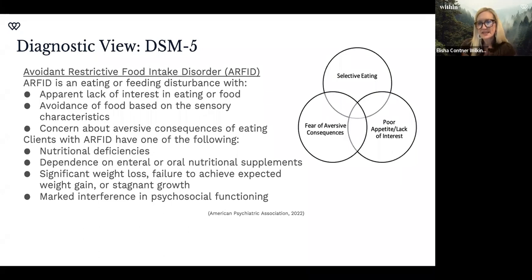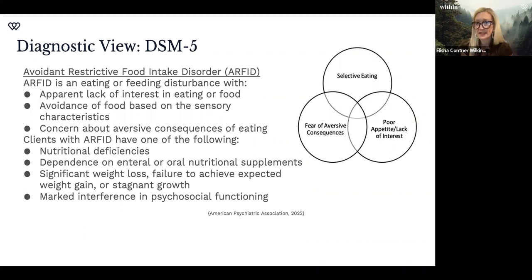So with ARFID, we want to take into consideration 3 things. If you look at the slide: apparent lack of interest in eating or food, avoidance of food based on sensory characteristics of food, and concern about aversive consequences of eating. In individuals diagnosed with ARFID, they may have one of those characteristics, they may have 2, or they may have a combination of all 3.